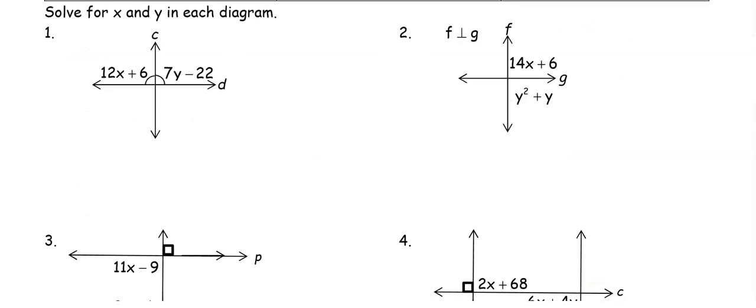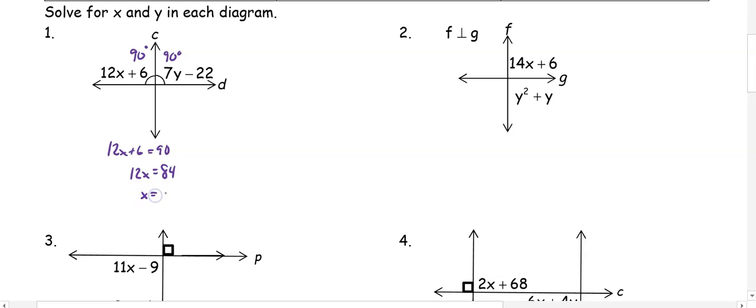So in number one, we have a straight line with two congruent angles, which means each of these angles must be 90 degrees. So we have 12x plus 6 is equal to 90. We can subtract 6 from both sides. 12x is equal to 84. When we divide by 12, we get x is 7.